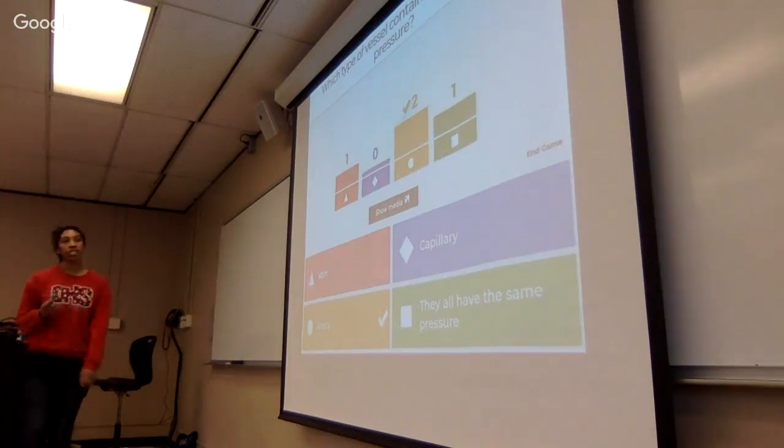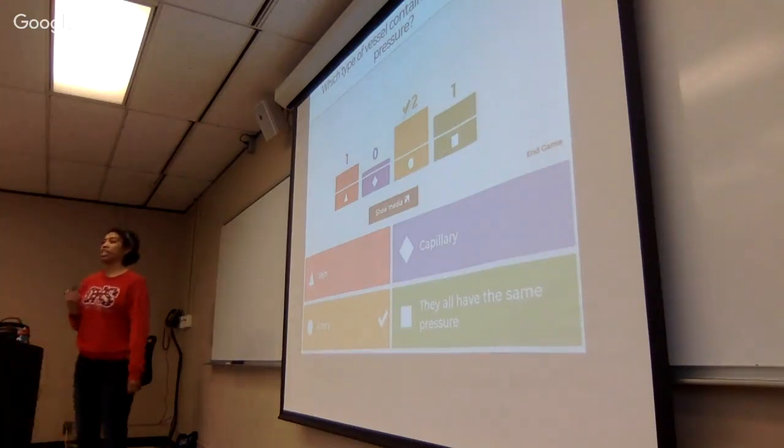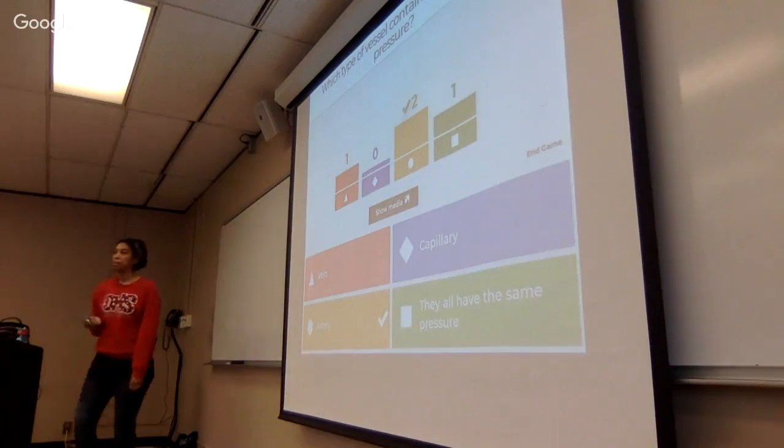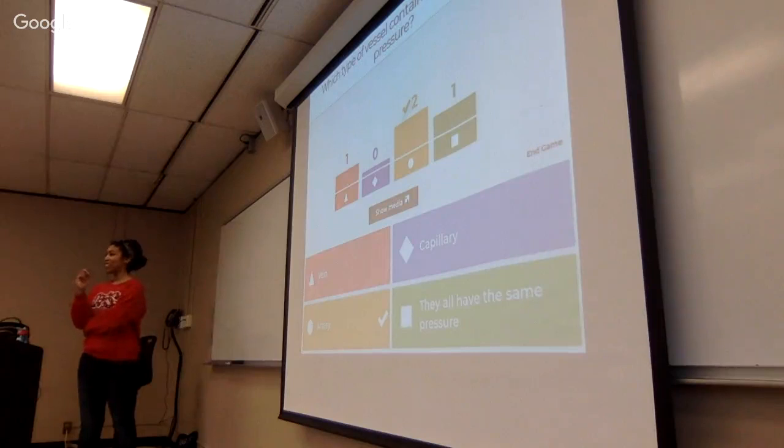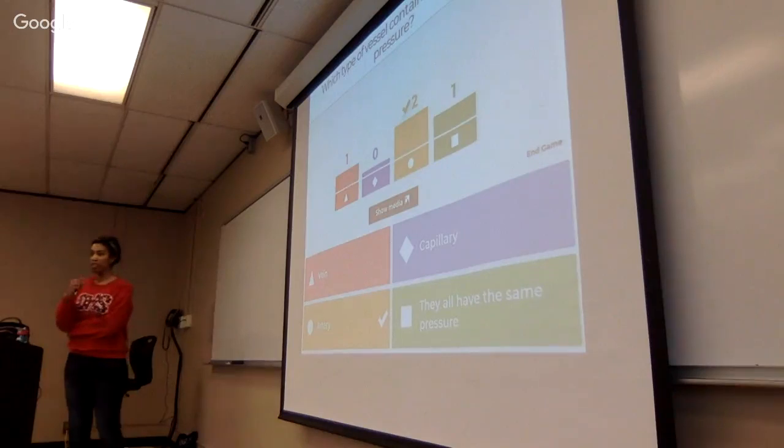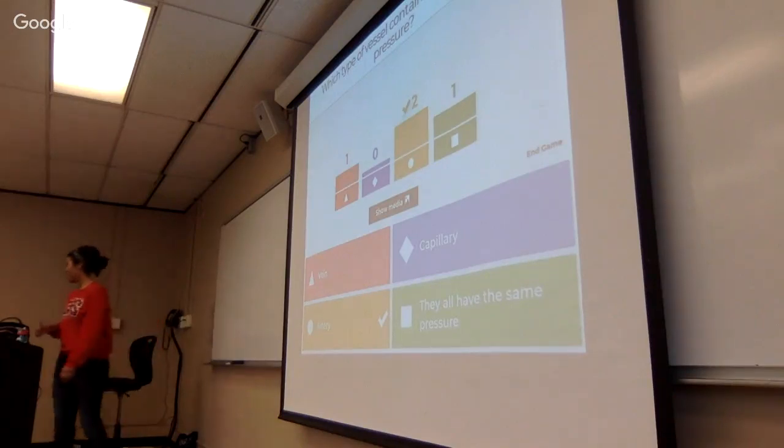Okay, so can anyone tell me why there's a higher blood pressure in the arteries? Yeah. Because if it's pumping blood away from your heart, it takes more pressure to push it out into the rest of your body. Perfect, you could teach this section. Yeah, that's a perfect explanation.